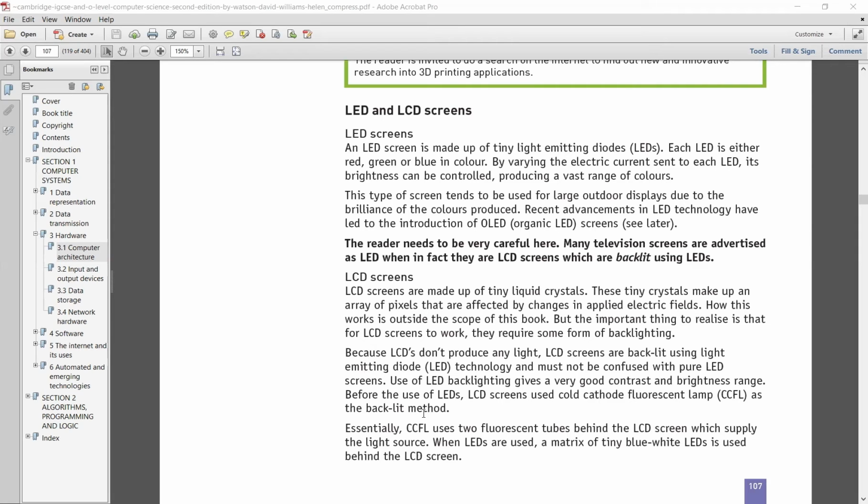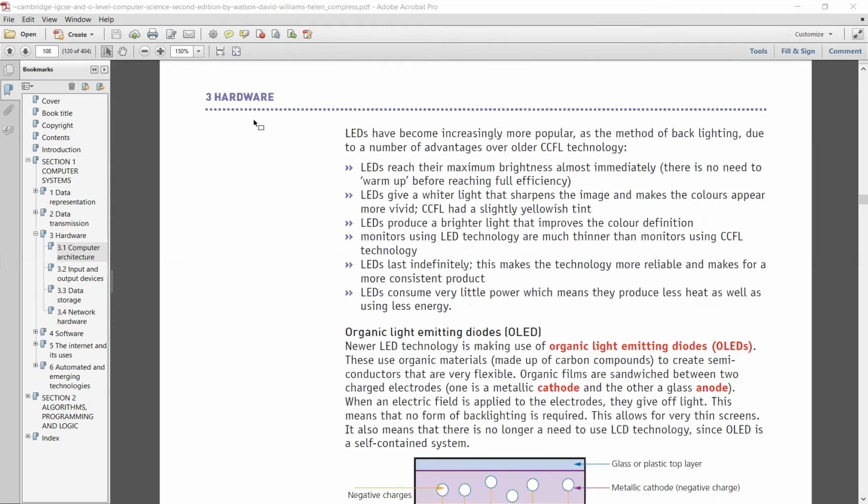Because before the use of LEDs, LCD screens used cold cathode fluorescent lamps, CFL, as the backlit method. So there are progressions in the different technologies. Now, moving on to the LEDs, why are they becoming popular? What you need to know is the main thing, like a question, maybe a hardly 2 or 3 marks question that can come in the paper. So do not get worried at that time. Okay, why have I lost the marks for that?